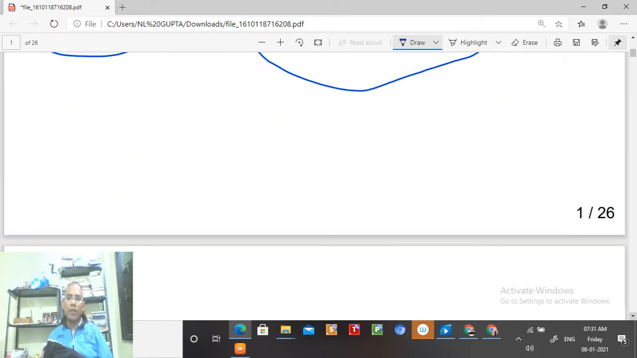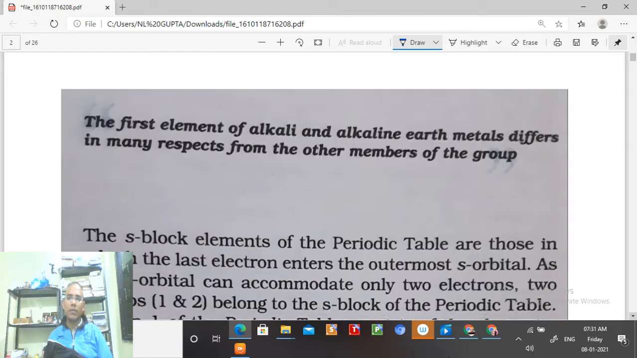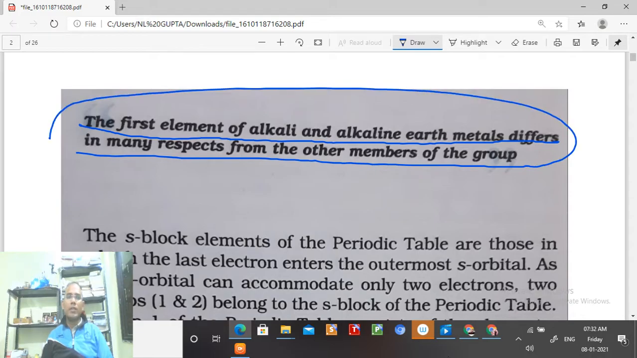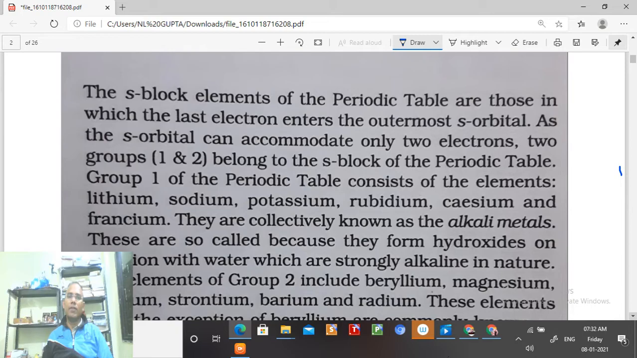Okay, now let us have the introduction from the NCERT book. They are saying the first element of alkali and alkaline earth metals differ in many respects from the other members of the group. So they are saying there are many respects in which the members differ from each other. So let us read out the NCERT book line by line and then we will try to explain at the same time.